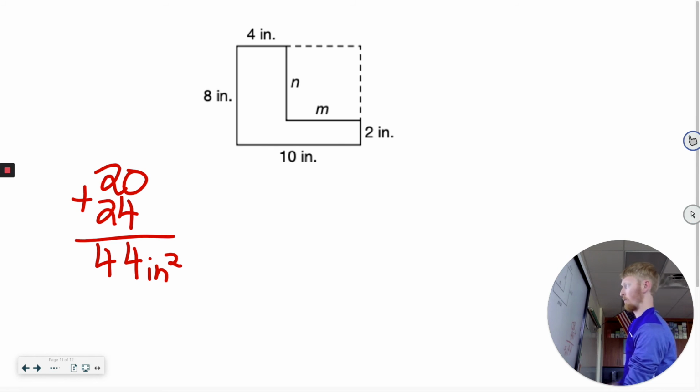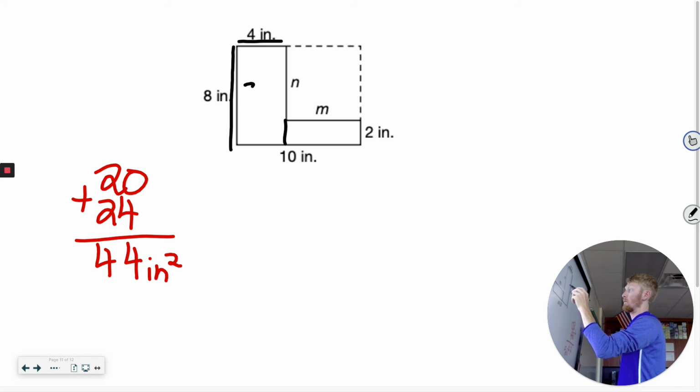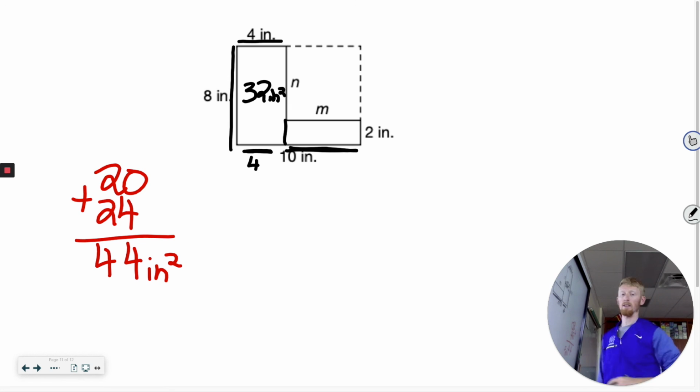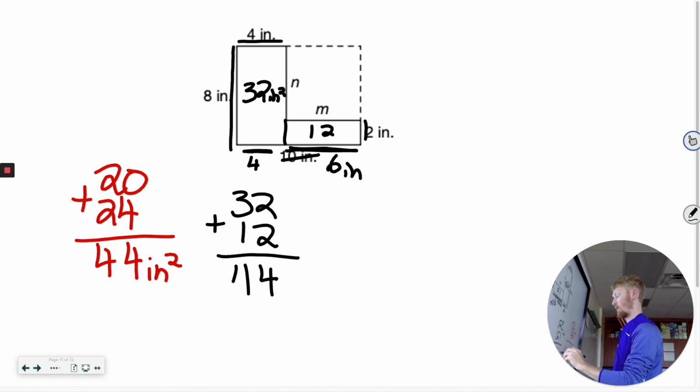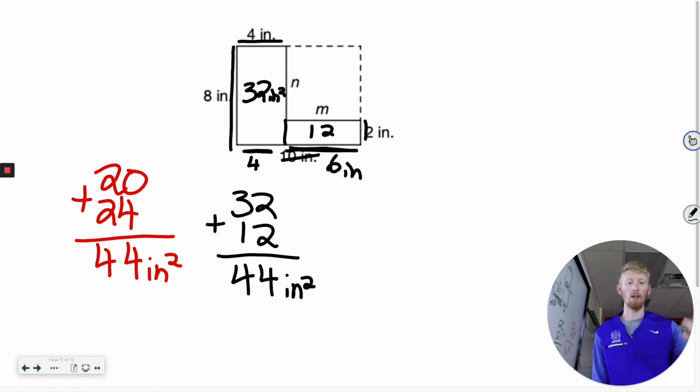So this time I will split it right here. Now I have 8 times 4, this section, right? So 8 times 4 is 32. And then now this 10 here got split up into this section here, which I know is 4, and then this section, which would be 10 minus 4, which is 6. So I have 6 times 2 gives me 12. So 32 plus 12 gives me 44 square inches. So either way, you get the same result.